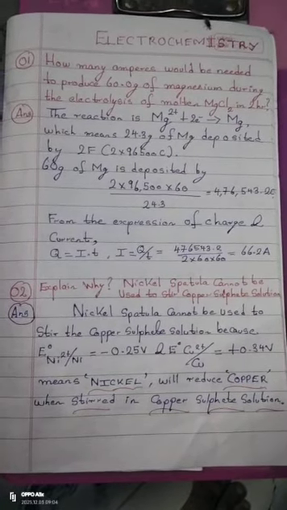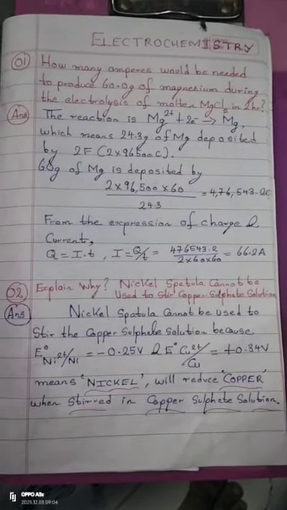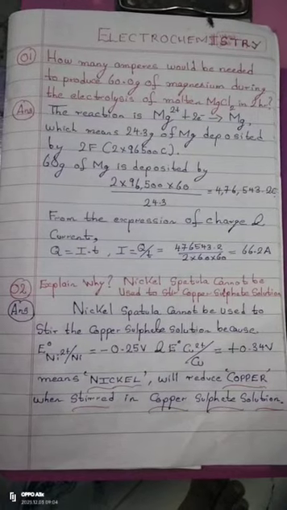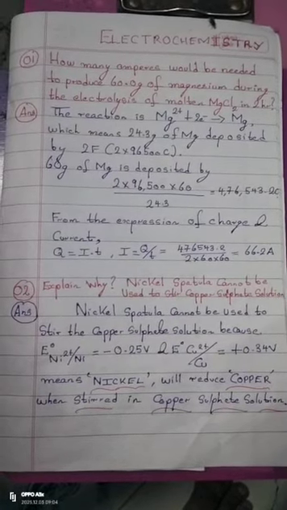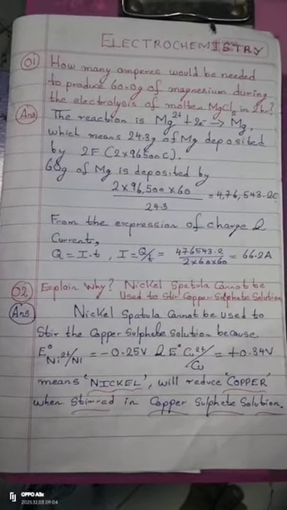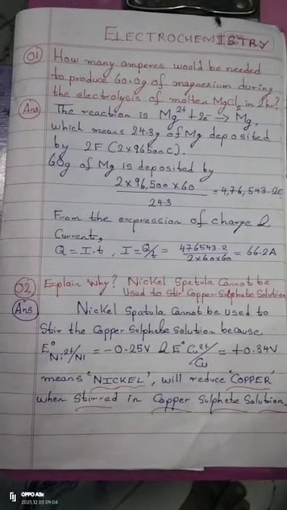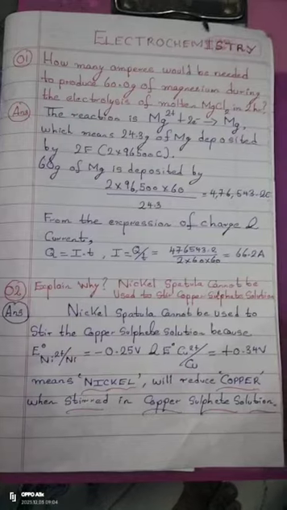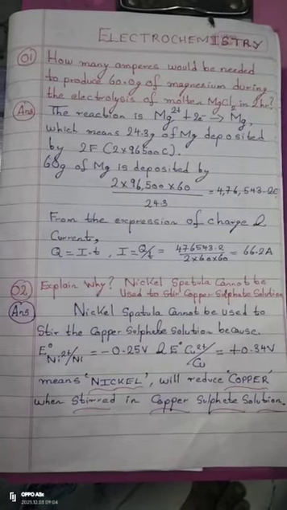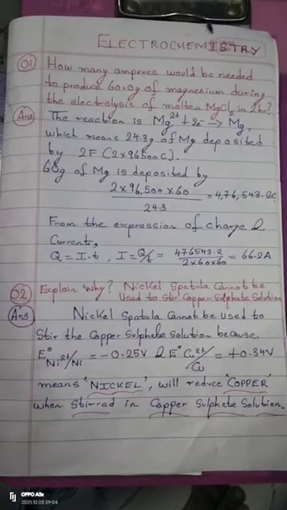Now, question number 2. It is a repeatedly appearing 1 mark question in both the CBSE and in state board curriculum. More importantly, in CBSE as a 1 mark, either in 2 mark section or 3 mark section or in 5 mark. Explain why nickel spatula cannot be used to stir copper sulfate solution.